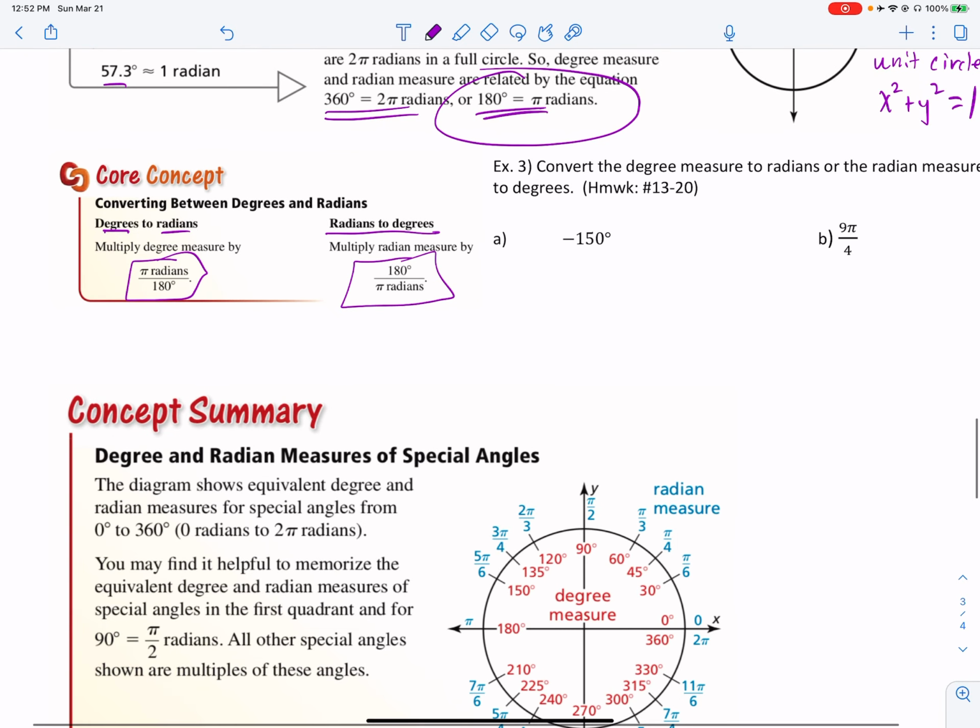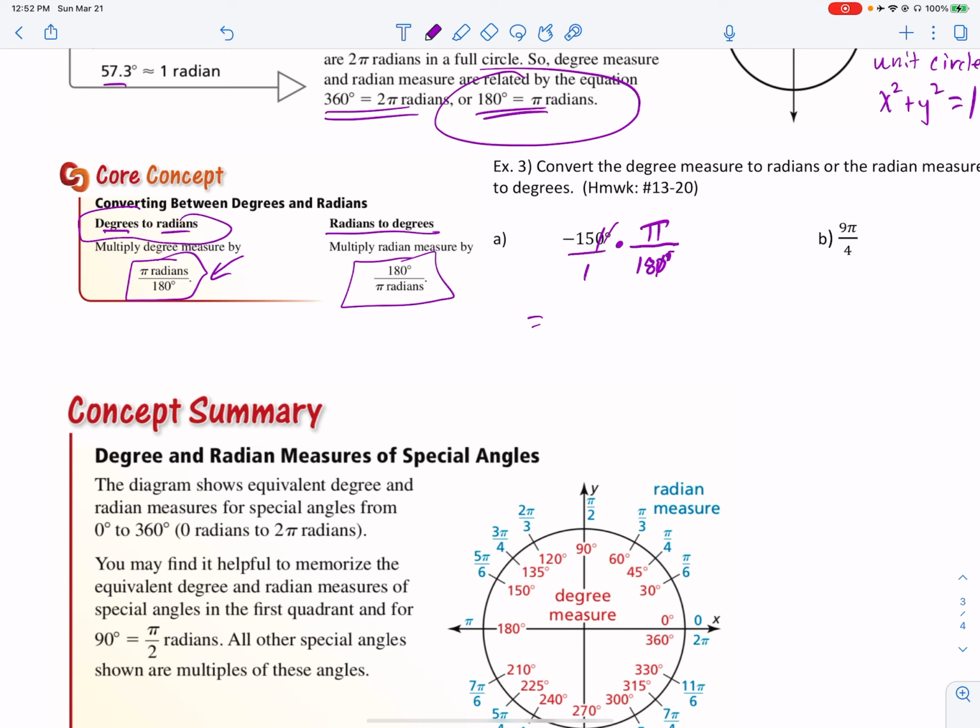And so at 150 degrees, I want the degrees to be gone, so I want to cancel the degrees, so I'm going to put the degrees in the denominator, and there's pi radians in 180 degrees, so we set it up like this. Again, when I want to convert degrees to radians, I use this, but I just remember I want the degrees to cancel, and so this is how I want to set it up.